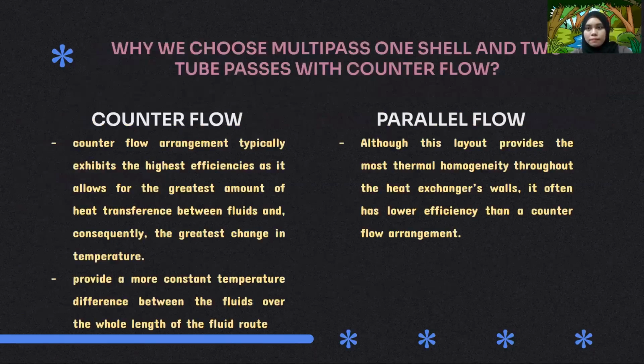So why do we choose multi-pass, 1 shell and 2 tube pass with counterflow? The counterflow arrangement typically exhibits the highest efficiency as it allows for the greatest amount of heat transference between fluids and consequently the greatest change in temperature. It also provides a more constant temperature difference between the fluids over the whole length of the fluid route. For the parallel flow, although this layout provides the most thermal homogeneity throughout the heat exchanger wall, it often has lower efficiency than a counterflow arrangement.